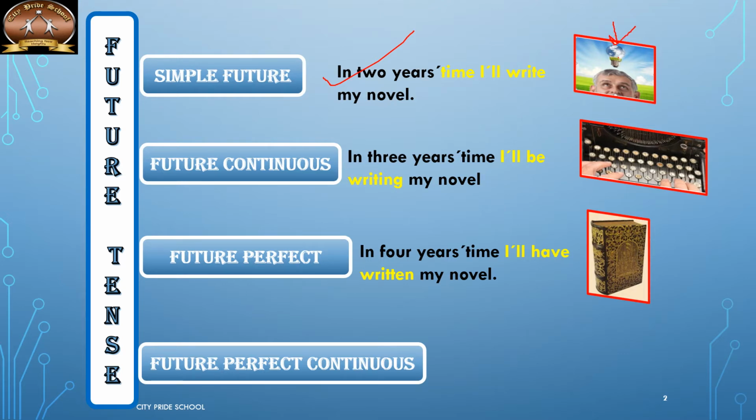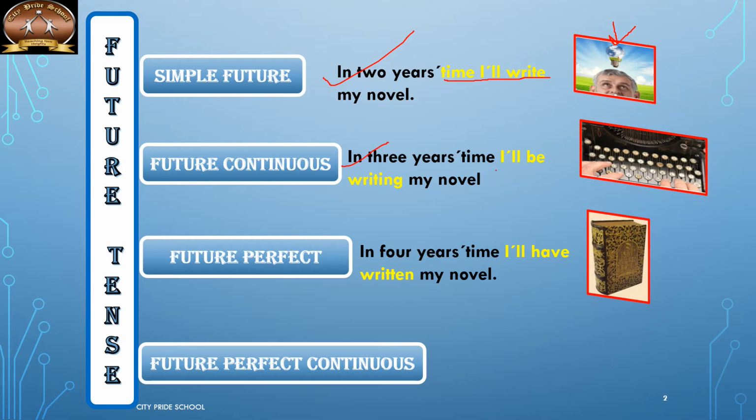So, it's a simple statement, simply stating that a particular action will take place in the future. It neither talks about the completion of the action, nor does it state whether the action is in progress. The second sentence is, in 3 years' time, I'll be writing my novel. So, if the person starts 2 years from now, 3 years from now, definitely the novel will be in the process of being written. So this is future continuous.